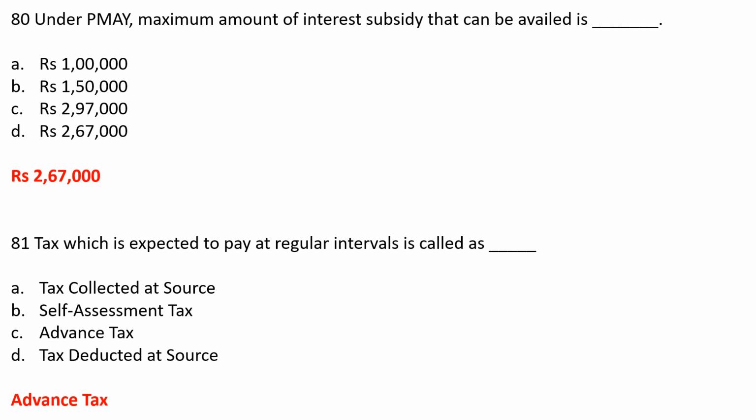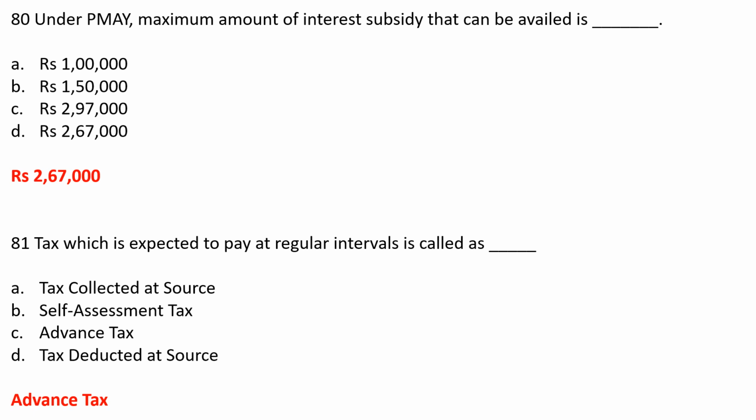Next MCQ. Under Pradhan Mantri Awas Yojana, the maximum amount of interest subsidy that can be availed is: option A, 1 lakh; option B, 2 lakh; option C, 2 lakh 97,000; option D, 2 lakh 67,000. The correct answer is option D, rupees 2 lakh 67,000. So under Pradhan Mantri Awas Yojana, the maximum amount of interest subsidy that can be availed is rupees 2,67,000.